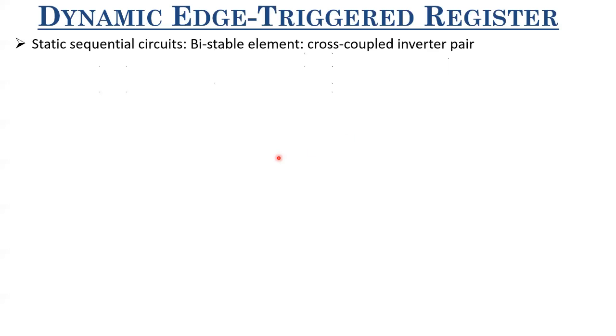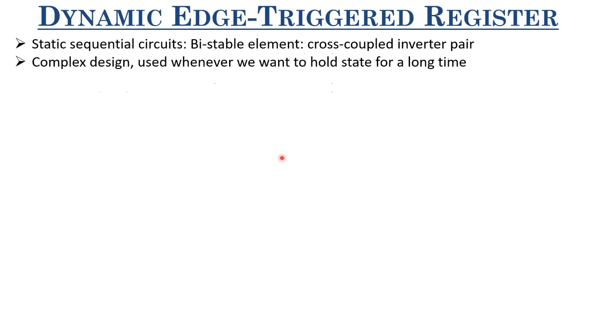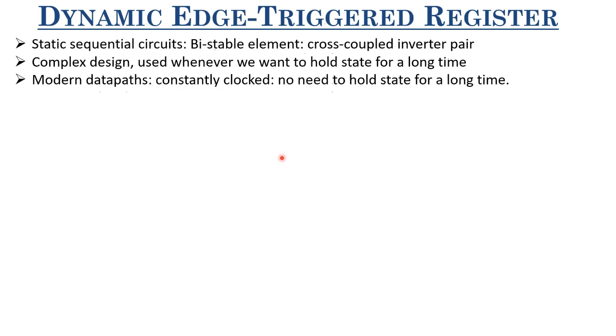However, we saw that it was a complex design, complex in the sense that the number of MOSFETs being used was pretty large. And also we require these static sequential circuits only when we have to hold the state for a long time. That is not the case with modern data paths or modern microprocessors, where the registers are constantly clocked. So in those cases, we don't need to hold the system state for a long time in the registers. And in that case, going for a static sequential circuit design would not be much promising, right?